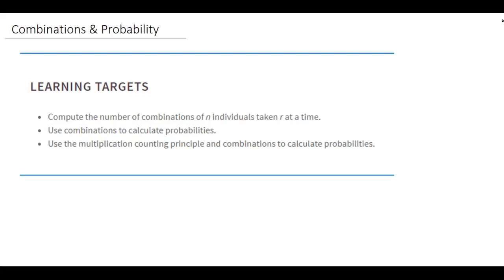Okay, stat stars. In this screencast, we're going to learn about combinations in probability. So here are the learning targets. We're going to learn what combinations are, and then we're going to use them to calculate probabilities, and then we're going to combine it with the multiplication counting principle to calculate probabilities.